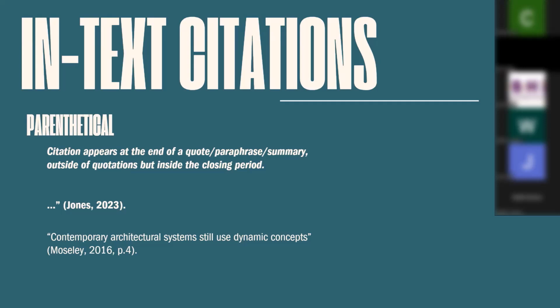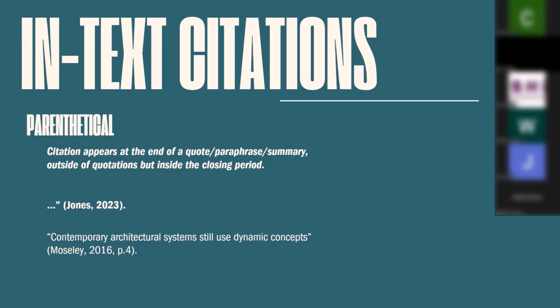So it would look like this down here at the bottom, right? Our nice quote from Moseley, contemporary architectural systems still use dynamic concepts, with quotation marks around the quote. We know this specific phrase is coming from somebody else. Well, it's coming from Moseley. In the parentheses, last name, comma, year, comma, p. 4, end parentheses, period. We'll talk about what you do when there's more than one author in a moment, but this is your jam.